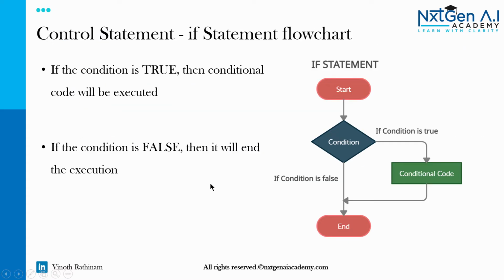When you look at this flowchart for the if statement, it starts by checking for the condition, and if this condition is true, then only the conditional code is executed. In our example, it will display whether the age is major or not. In case the condition is false, the program will exit this if statement. So that's the first type.